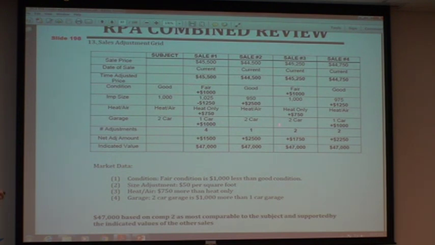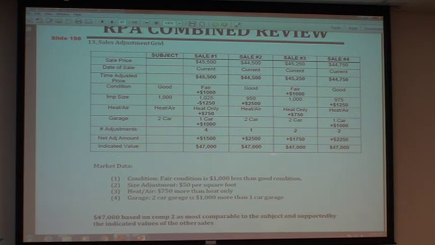And they will say number 2 because it has only 1 adjustment for 2,500 bucks. But in this case, all 4 of them support a value of $47,000. There's no question on this. The question was, which is the most comparable? So if that was the question.